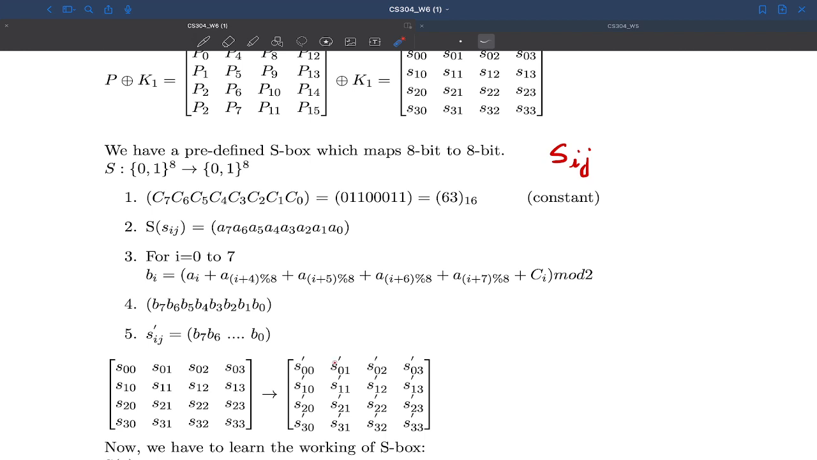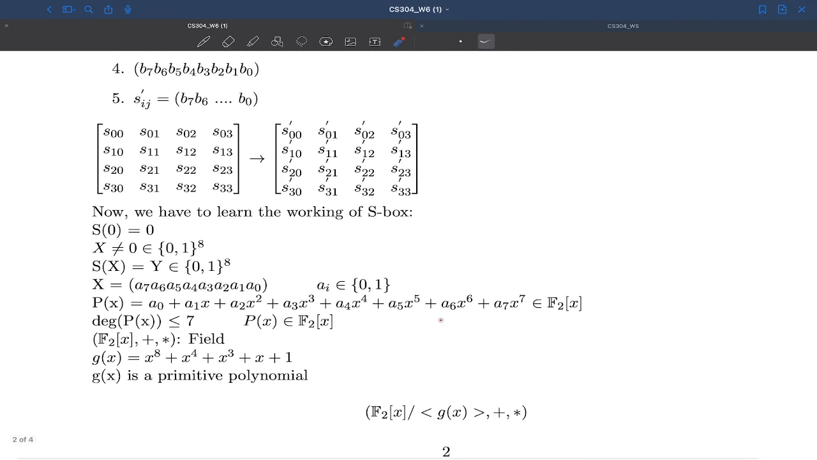But if someone gives you an 8-bit string and tells you to find the S box output for that, how does the S box calculate the output for each 8-bit string? Now that we will discuss.